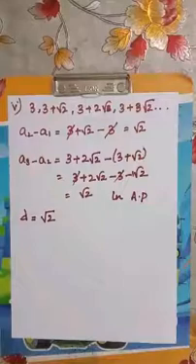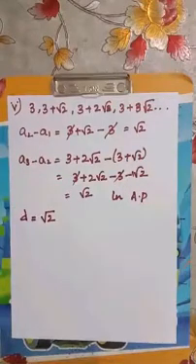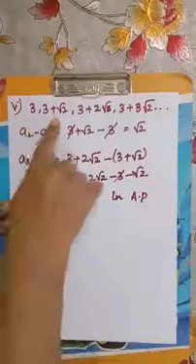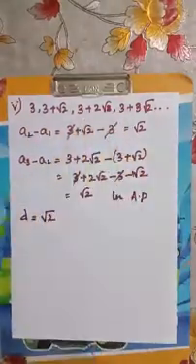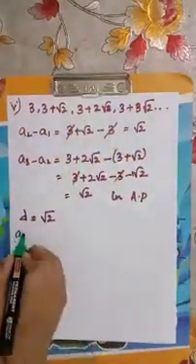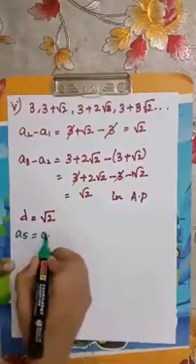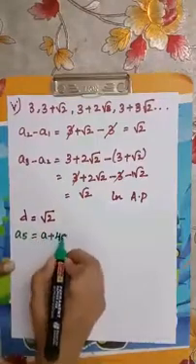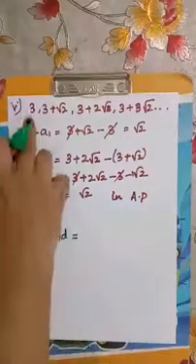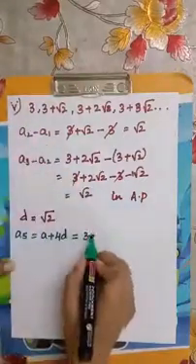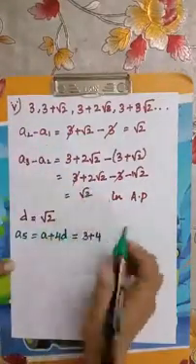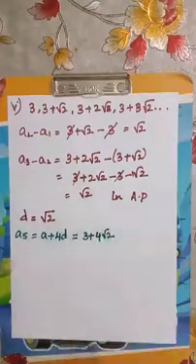After finding the common difference, you have to find the next three terms. A1 is given, A2, A3, A4. A5 you have to find. The formula to find A5 is A plus 4D. A is how much? 3 plus 4 into the D is root 2. Is it clear?